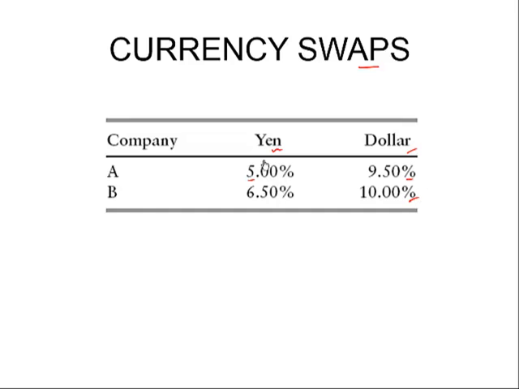Now again, company A has an absolute advantage in both yen and dollar. However, company A has a relative advantage in yen because the difference is 1.5%, whereas in dollar the difference is only 0.5%. So company A has a relative advantage in yen and company B has a relative advantage in dollar. If they both borrow in the currencies that they have a comparative advantage in and then swap, they would be able to reduce their borrowing costs on the whole by the difference of the difference, that is 1.5 minus 0.5, that is 1%.